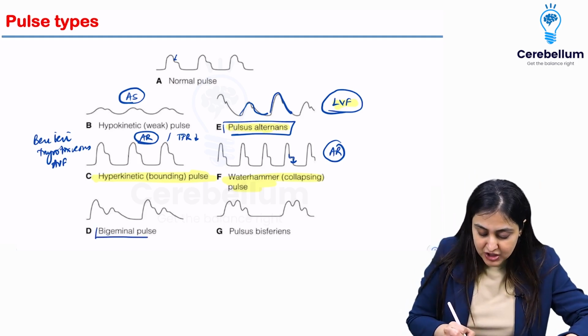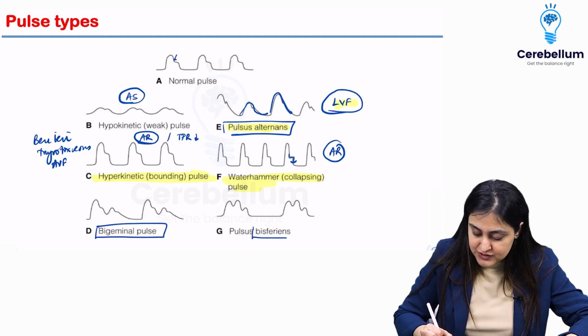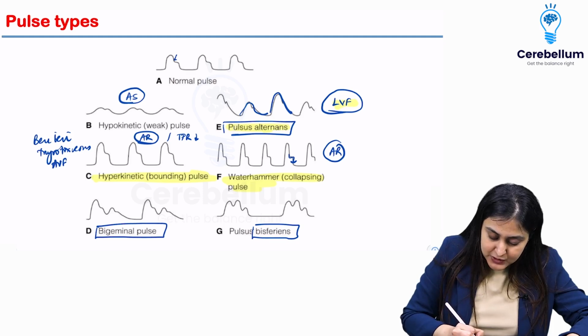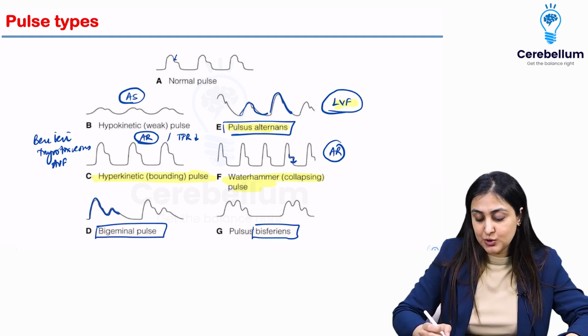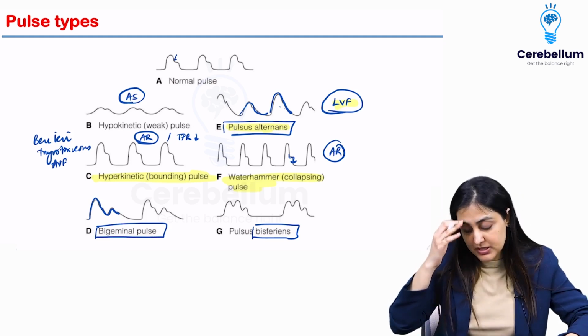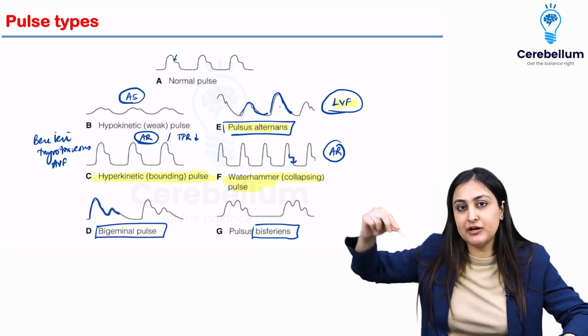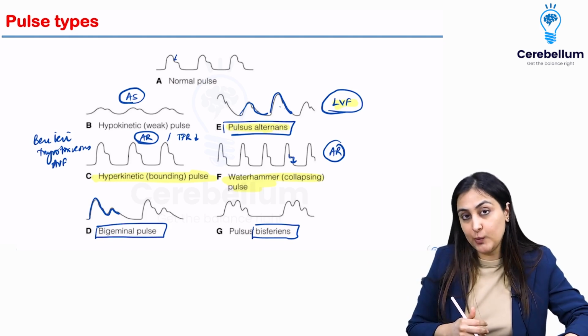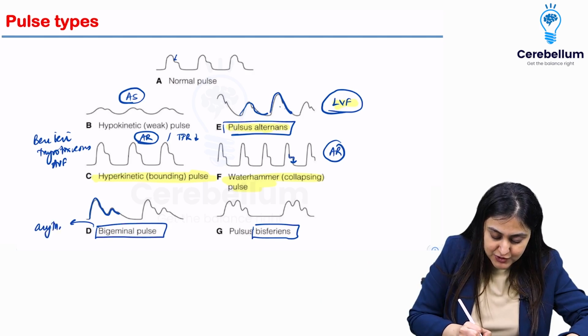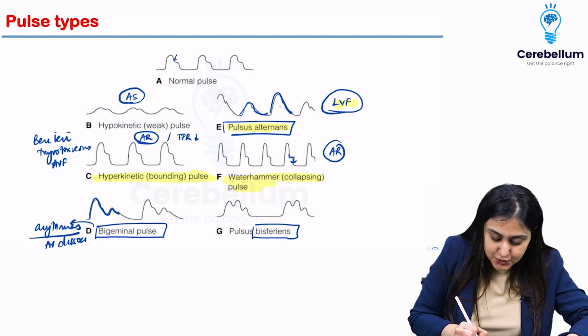Now something which again everybody confuses is bigeminal and bisferiens. Bigeminal pulse is where you have this main pulse and then you have one small pulse together. It's not like in pulsus alternans, where it's a different height in different pulses. Within the same pulse, you have one more small peak coming along with it. So bigeminal pulse is what is seen in arrhythmias. You want to remember this is seen in arrhythmias or AV dissociation.